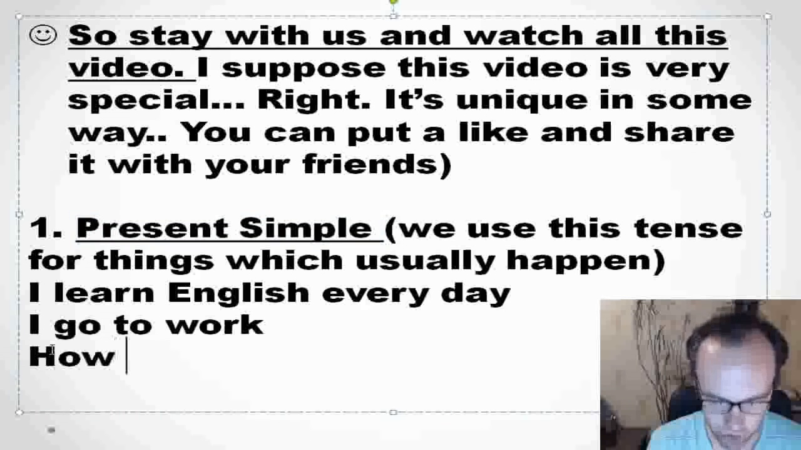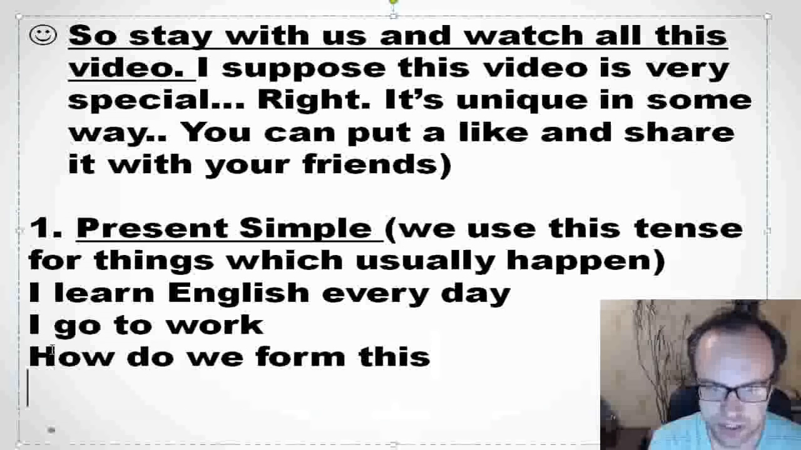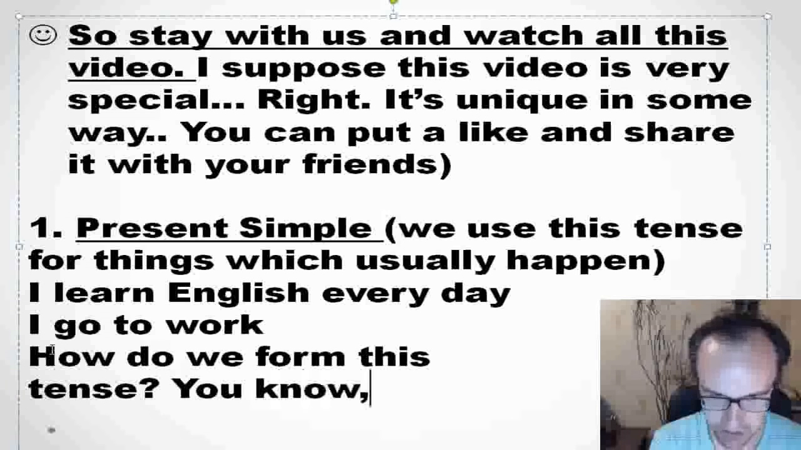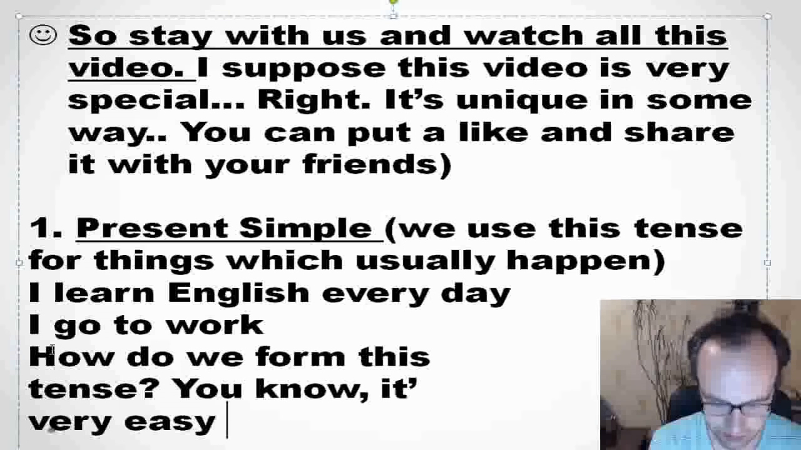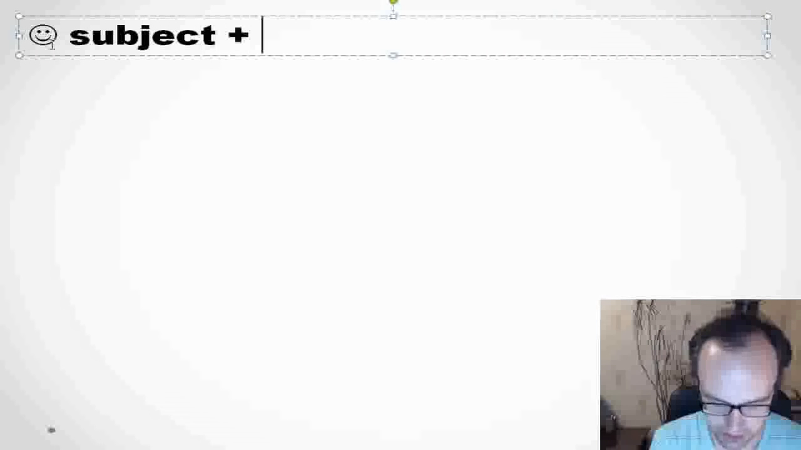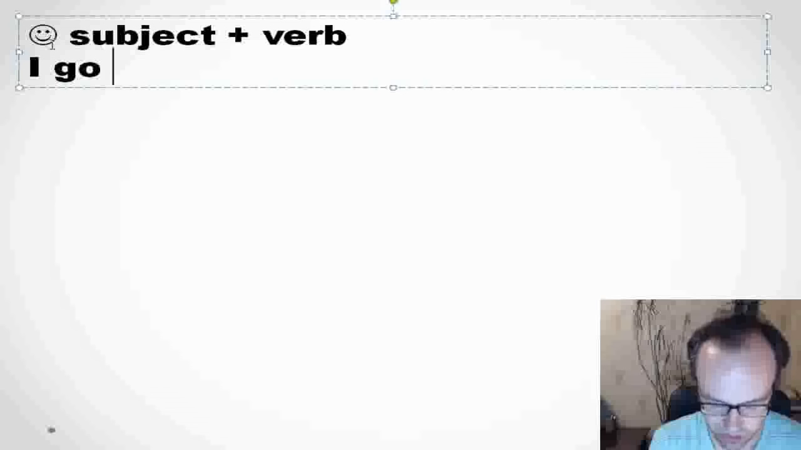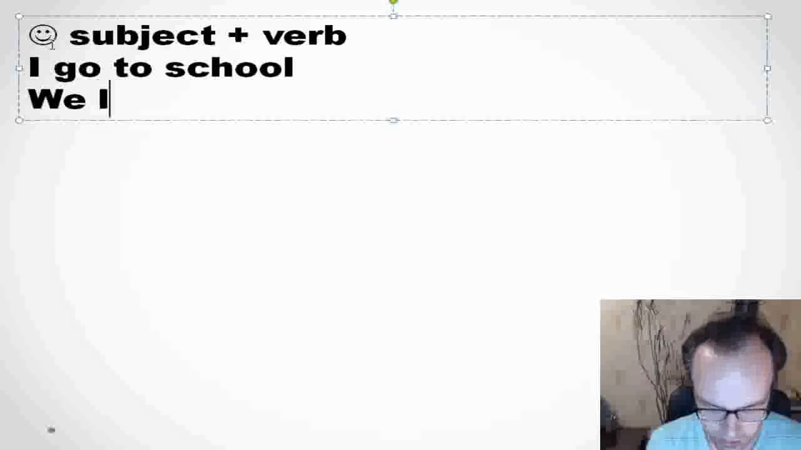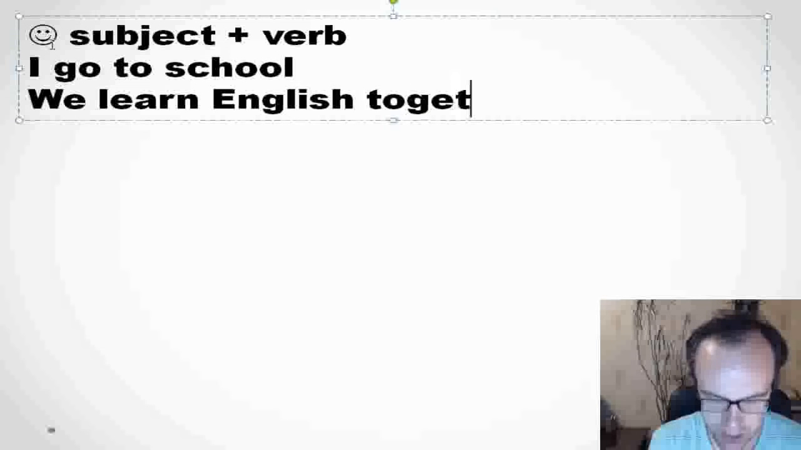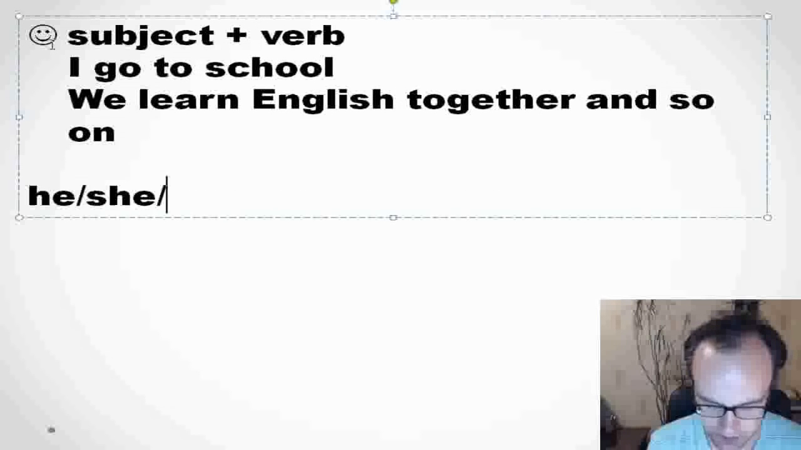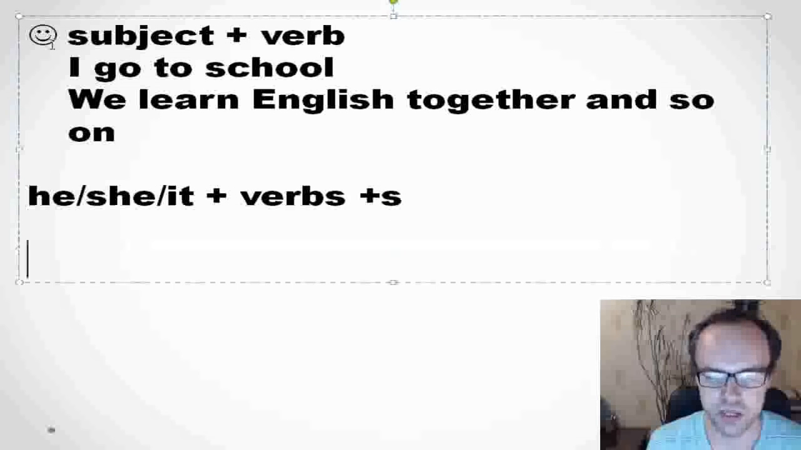So how do we form this tense? It's very easy to do. Subject plus verb. So I go to school, for example. We learn English together, and so on. If it's he, she, it, you use verb plus s.